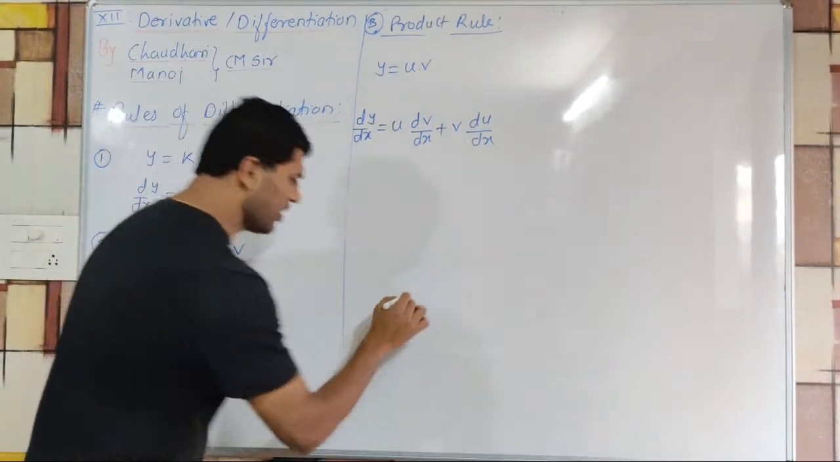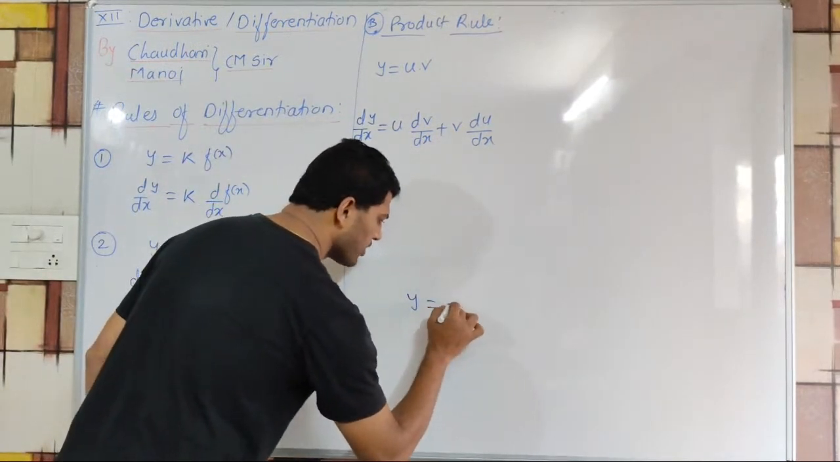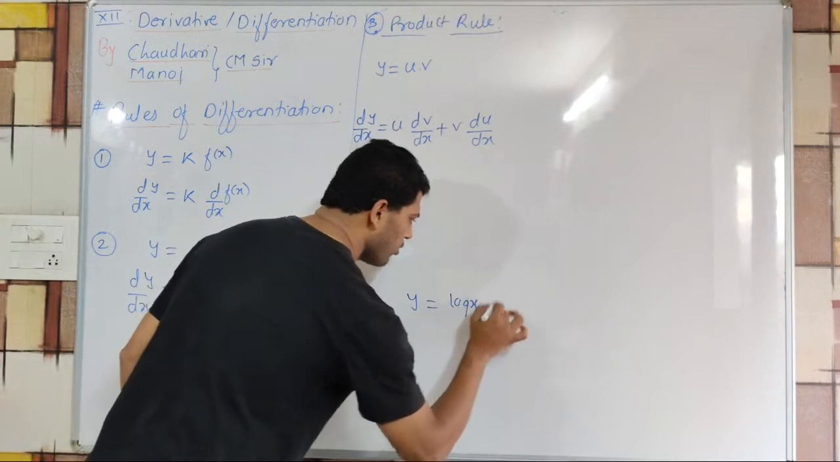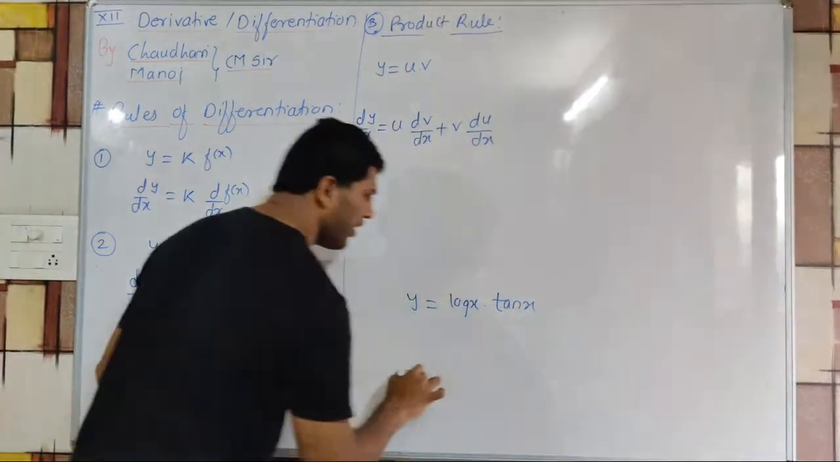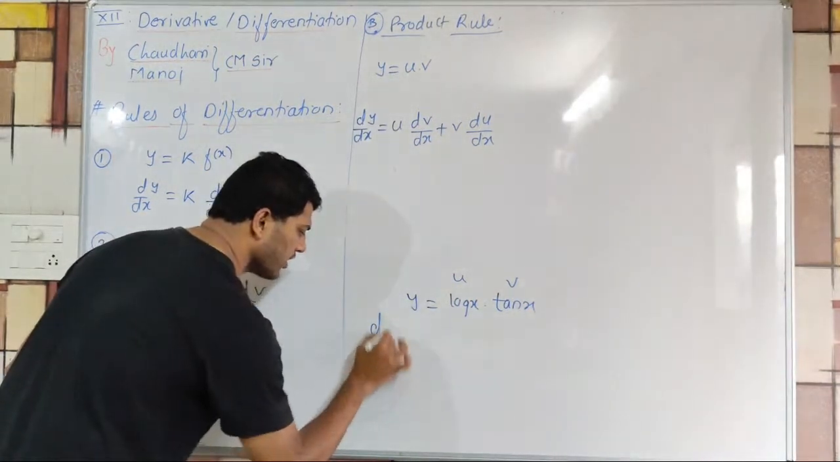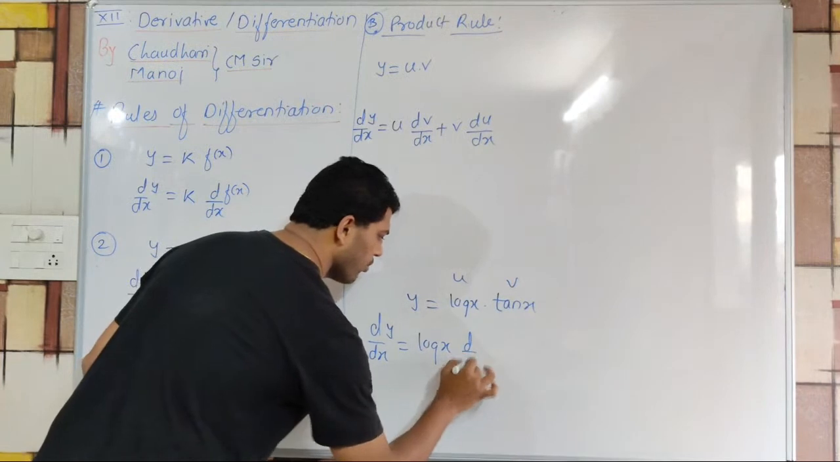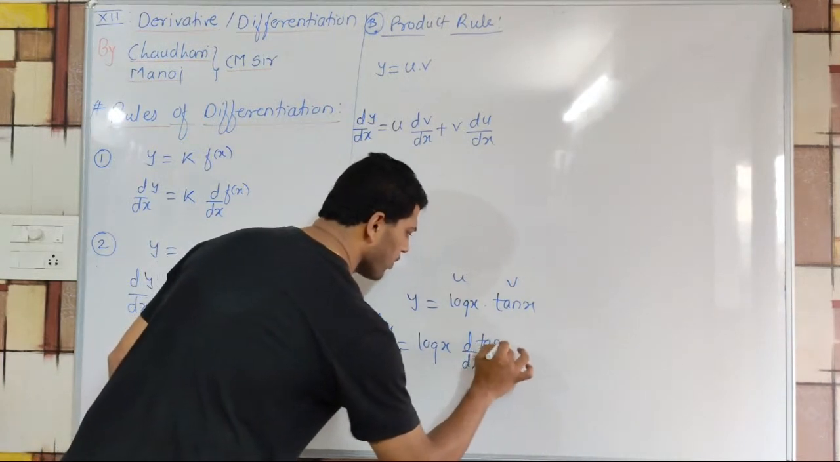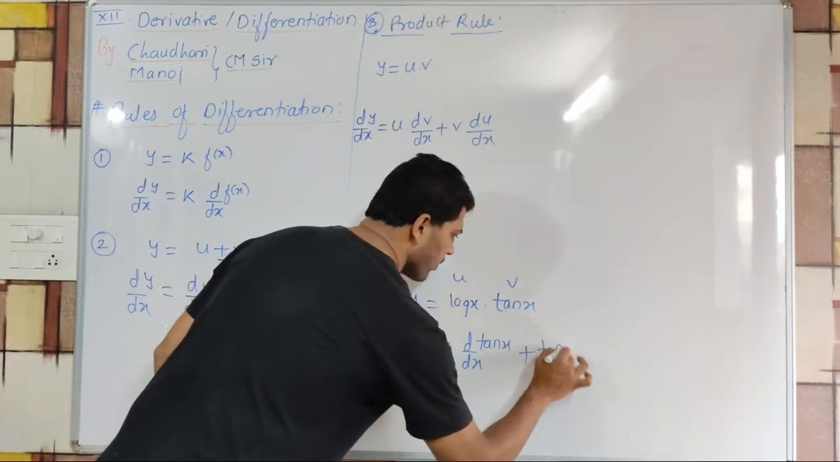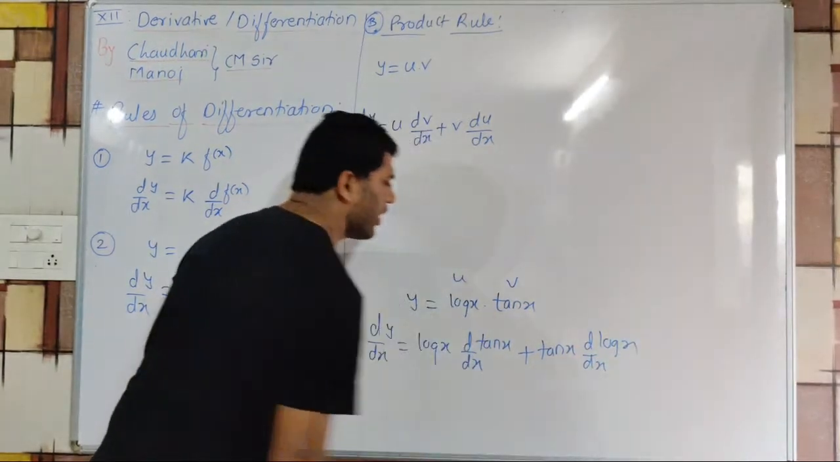Let me explain this with one simple example. Let's say y is equal to log x into tan x. So this is like u and this one is like v. So let's differentiate this with respect to x. It's u into derivative of v plus v into derivative of u. This is the way that you have to write the product rule.